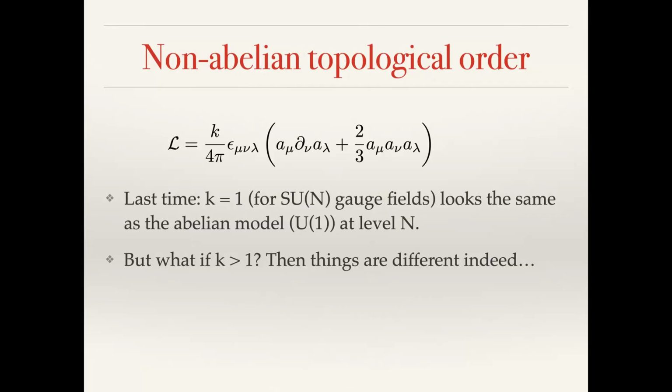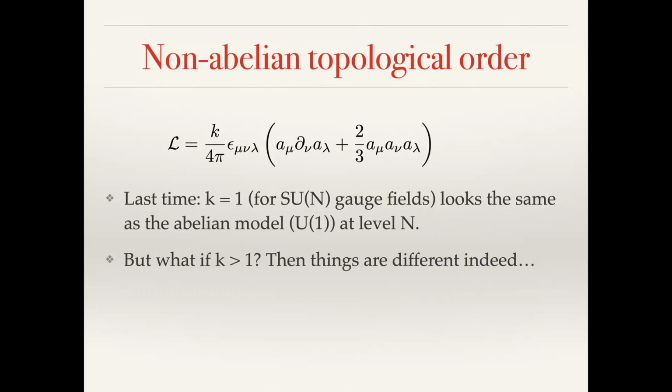So yesterday we had this parton construction, right? And I wrote down this non-abelian Chern-Simons action. And then we said, well, in that case, K was 1, right, for an SU3 gauge field. And more generally, we could say K is 1 for an SU(N) gauge field if I had more than 3 partons, okay? And basically, we said that that theory looks the same as a theory with abelian gauge fields where we pick K is N, okay?